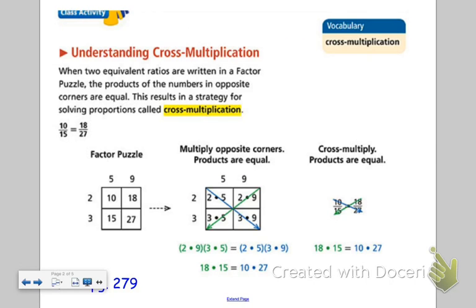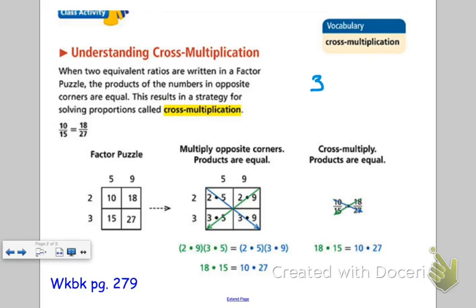Take a look at workbook page 279. On page 279, we're going to read about cross multiplication. When two equivalent ratios are written in a factor puzzle, the products of the numbers in opposite corners are going to be equal. This results in a strategy for solving proportions called cross multiplication. We used cross multiplication before when we were talking about comparing fractions.